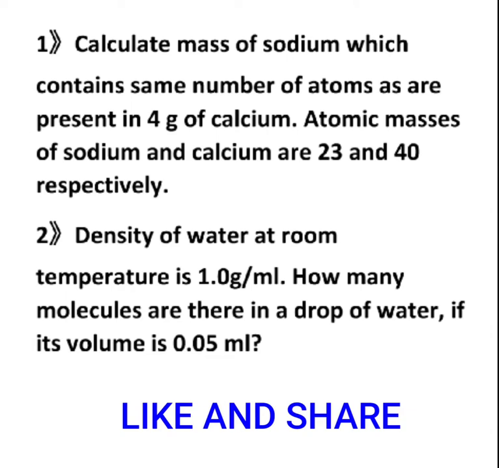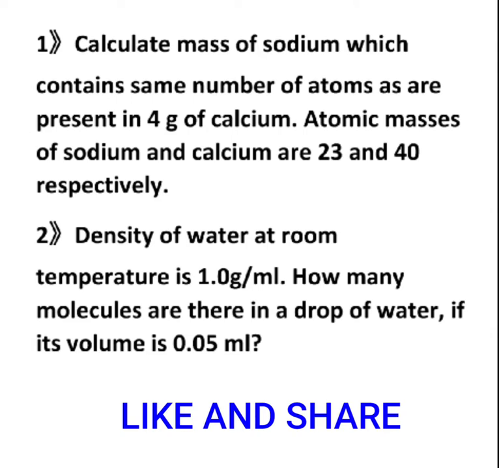See the first question: calculate the mass of sodium containing the same number of atoms as are present in 4 gram of calcium, and the atomic masses of sodium and calcium are given to you as 23 and 40 respectively. I'll just give you a simple hint here. In the first step you need to consider calcium and then relate it ultimately with sodium to find out the mass of sodium.